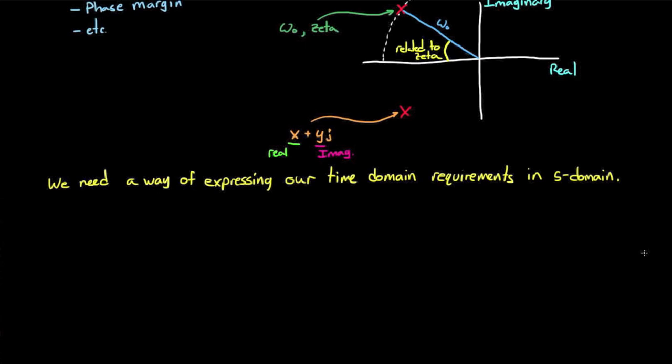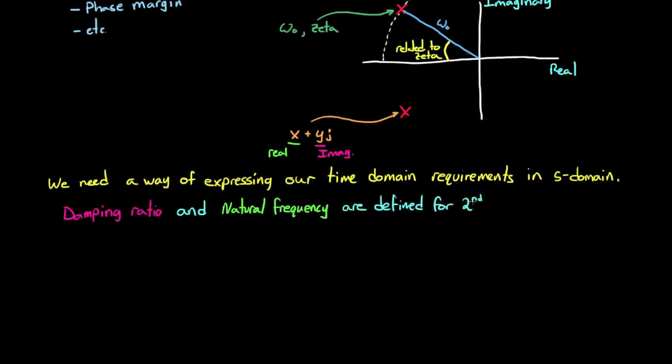You could see how this would be inefficient. So let's see how we actually express our time domain requirements as pole and zero locations in the S-plane. And here's where the confusion can set in if you don't know exactly why you're doing this. The very ideas of damping ratio and natural frequency are only defined for a second-order system. You can see them right there in the second-order equation.